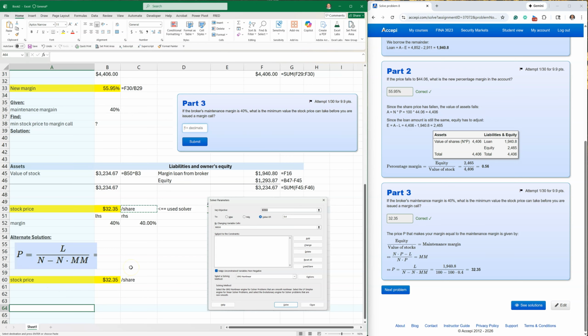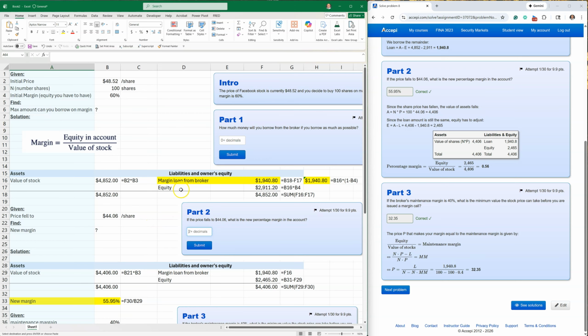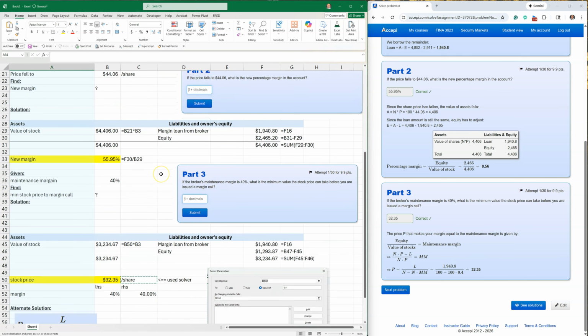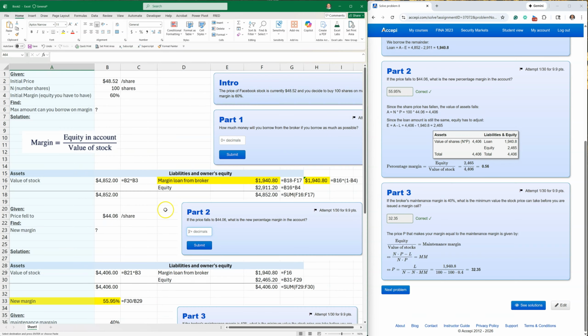So anyway, that's a little bit about how you do maintenance margin and trading on margin. Hopefully that makes sense to you. I tried to keep that to 15 minutes, and that ended up being almost exactly 15 minutes.